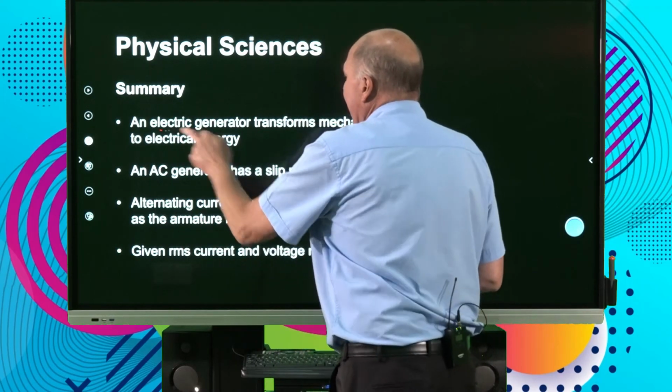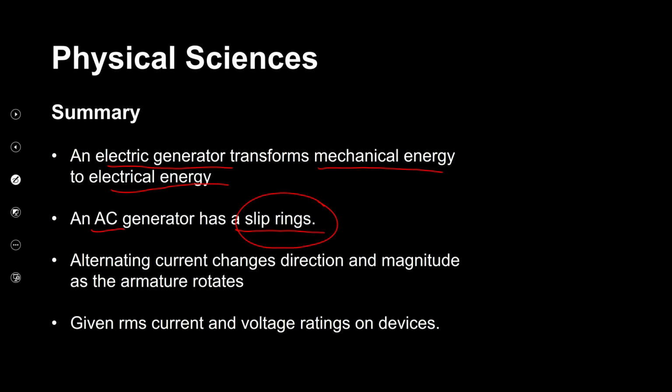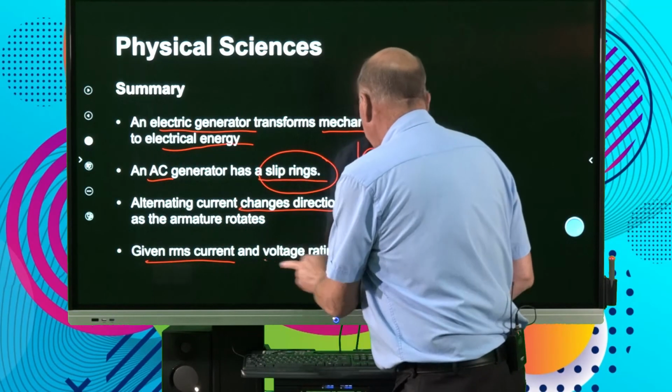Quick summary: an electric generator transforms mechanical energy into electrical energy. The AC generator that's producing alternating current has slip rings to make sure that the current is able to alternate within the circuit. The alternating current direction changes, but the magnitude changes as well, and that's why we drew the graphs, those sine and cosine graphs. Please remember that when you're given things in a question, you are given the RMS values for current, voltage, and power on devices.